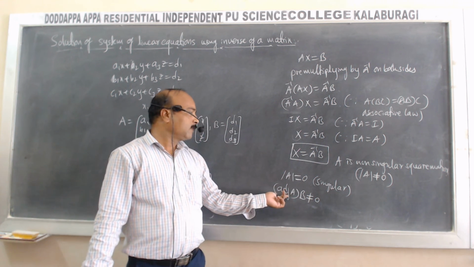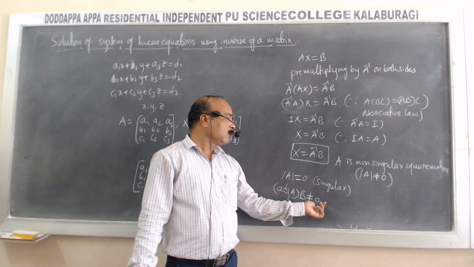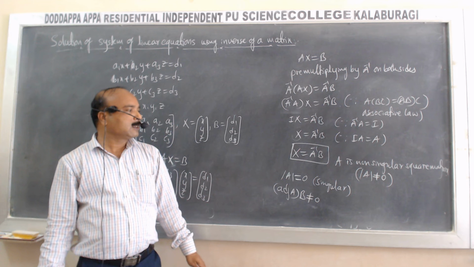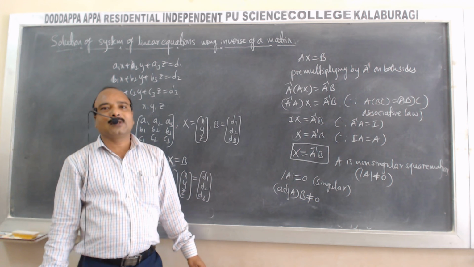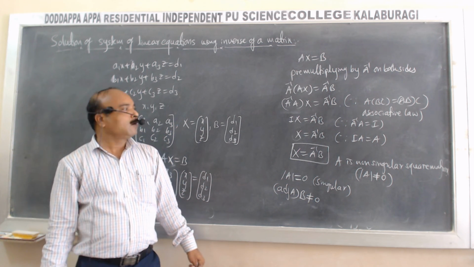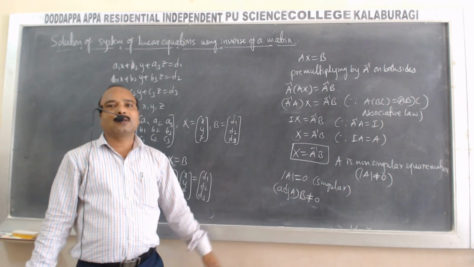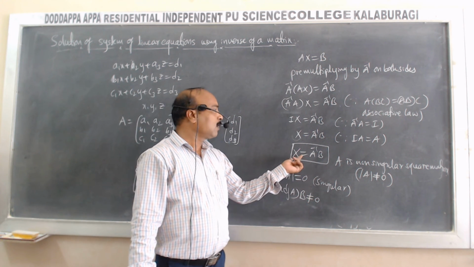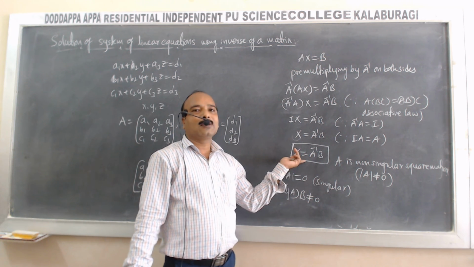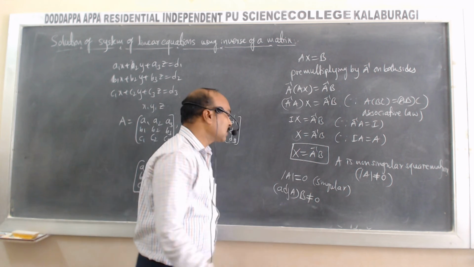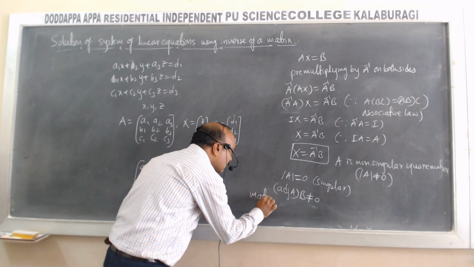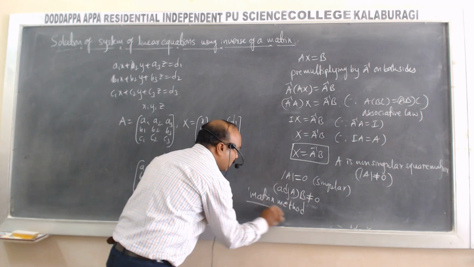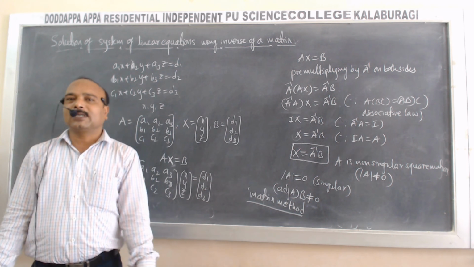If the determinant of adjoint of A into B is not equal to 0 and determinant of A is equal to 0, then we say that the system is inconsistent, there is no solution for the given system of linear equations. Now using this concept we can solve some examples, and solving the equations and finding the values of x, y, z by using this method is called the matrix method for solution of linear system of equations.